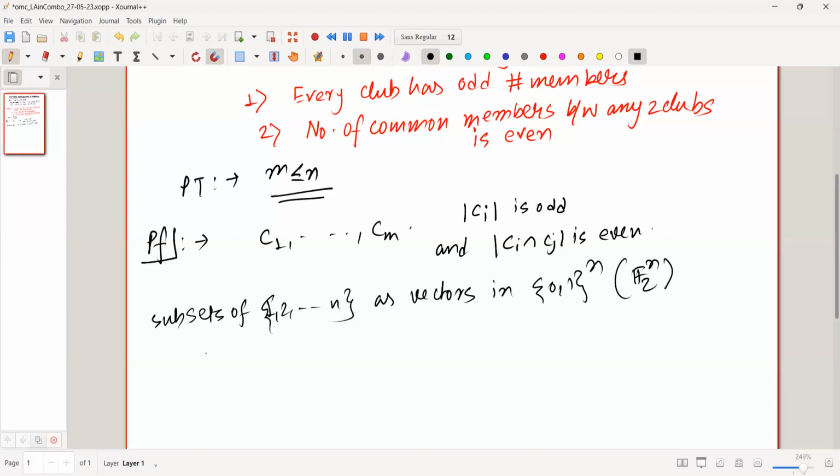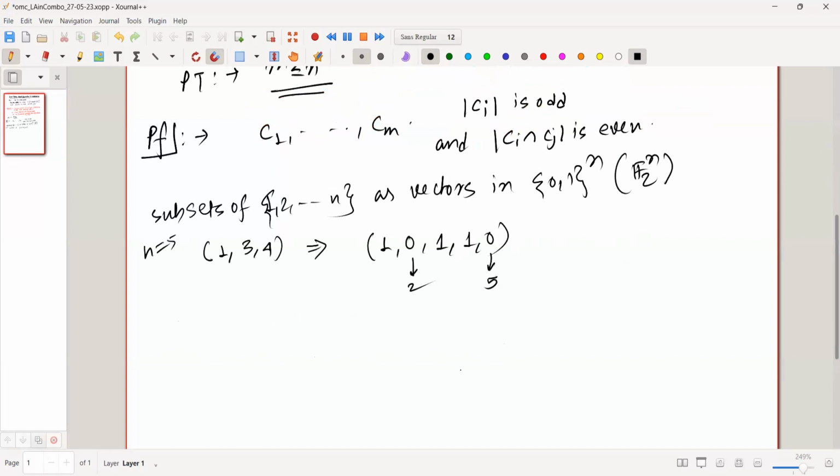Suppose my n is 5 and I have a subset of the form {1, 3, 4}. Then my corresponding vector is 1, 0, 1, 1, 0. Because I'm avoiding 2 and because I'm avoiding 5, you put a 0 in those locations. In this way, you can think of subsets as vectors in F2 to the n. We say F2 because obviously it's 0 and 1.